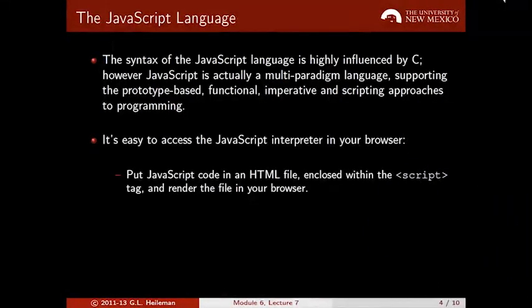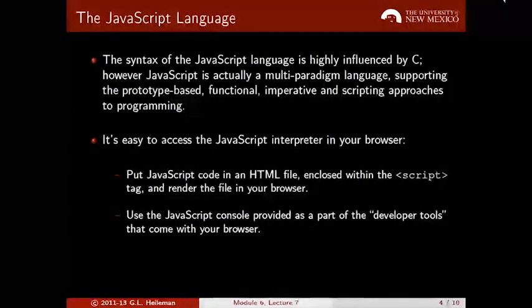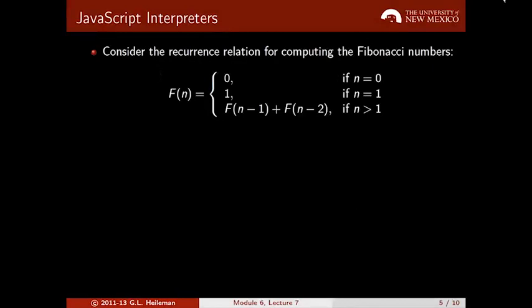It's easy to access a JavaScript interpreter in your browser. You can just put JavaScript code into an HTML file, enclose it with the script tag, and then open it up in your browser, and the code will be executed. Another way is to use the JavaScript console that's provided as a part of the developer tools that come with your browser. Here's an example.